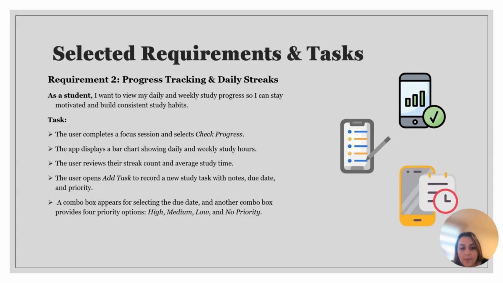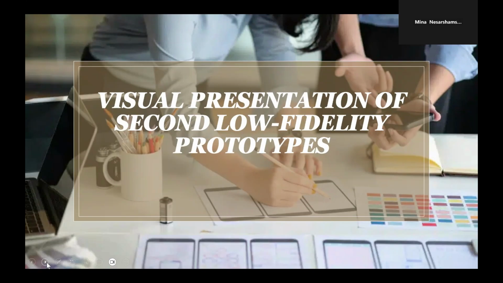Also, a combo box appears for selecting the due date, and another combo box provides four priority options: high, medium, low, and no priority. In the next slides, we will talk about the visualization of our prototypes that we designed for user testing.